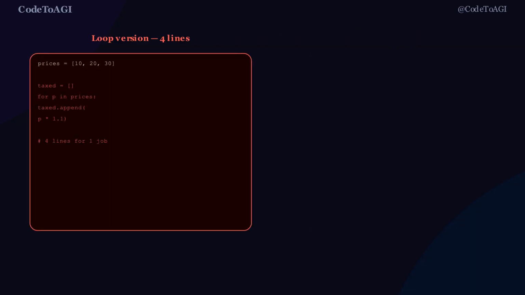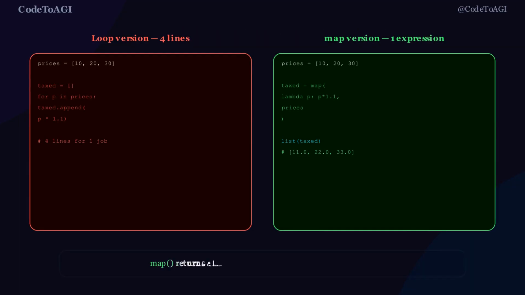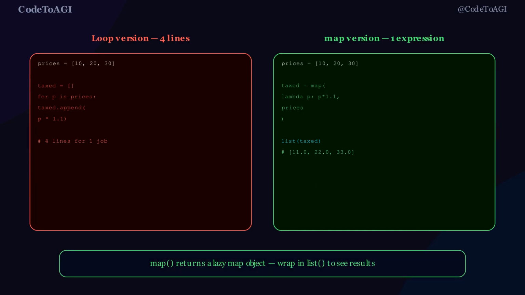Map takes a function and an iterable. It applies that function to every single item. Look at the loop version first. We build an empty list. We loop through prices. We append each price times 1.1. 4 lines, just to apply tax.